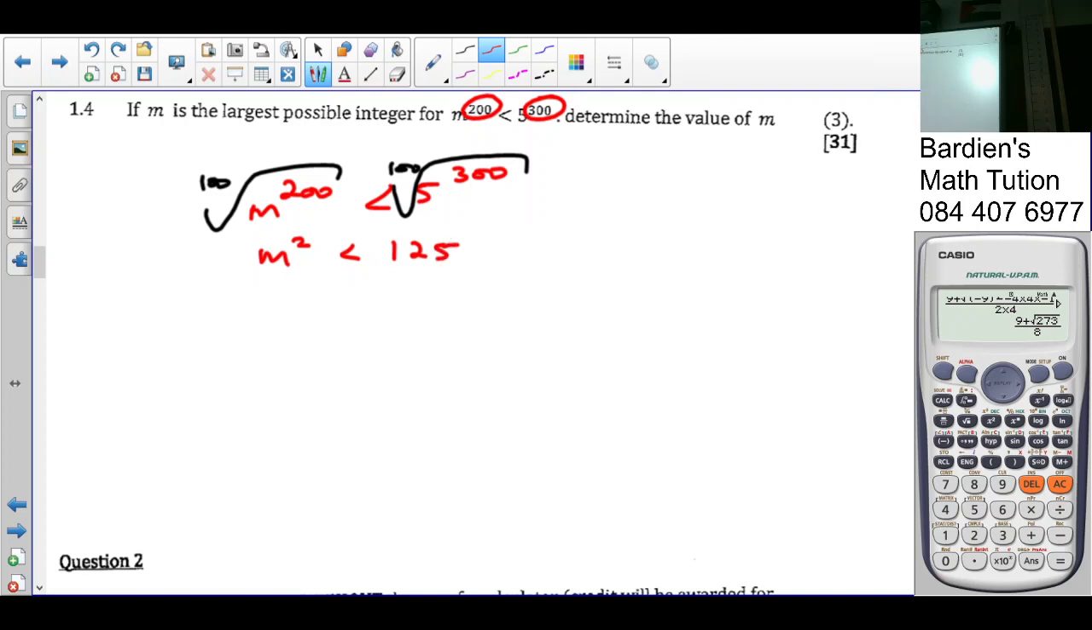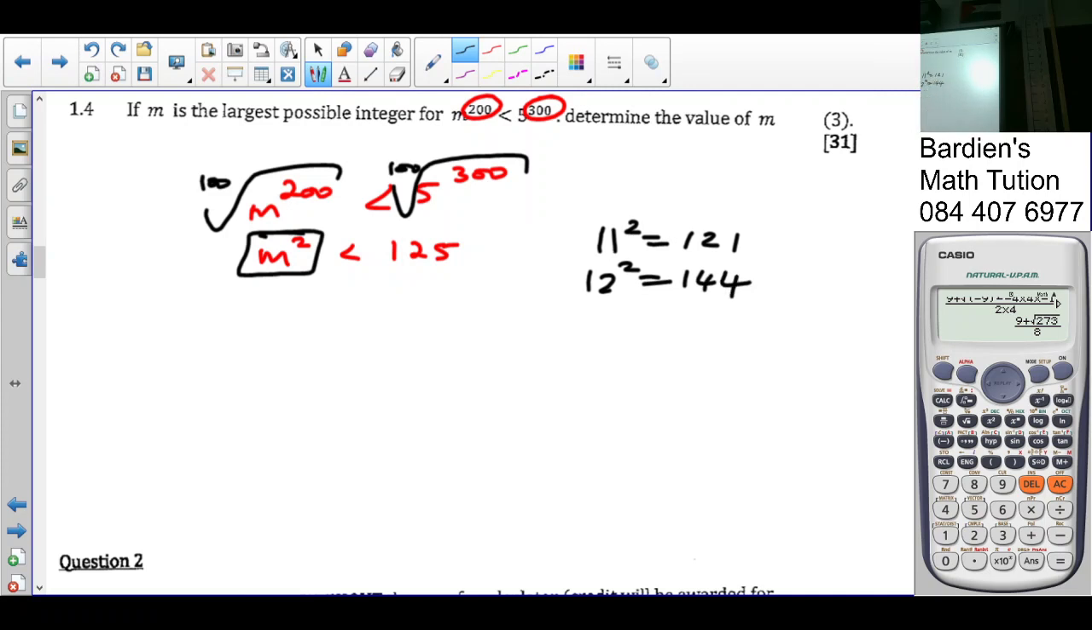Again, if m is the largest possible integer for m to the 200 is less than 5 to the 300, determine the value of m. So this here, people, what are these? Squares, perfect squares. Which is the perfect square closest to 125? 5 squared is what? 25. 10 squared is what? 100. So I must still carry on. 11 squared. What's 11 squared? 121. So close. What's 12 squared? 144. Can you see that?